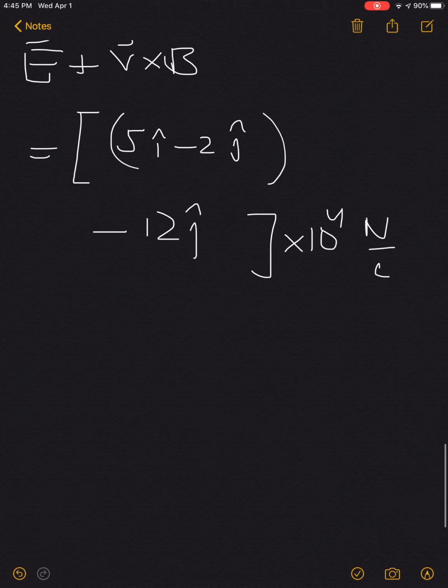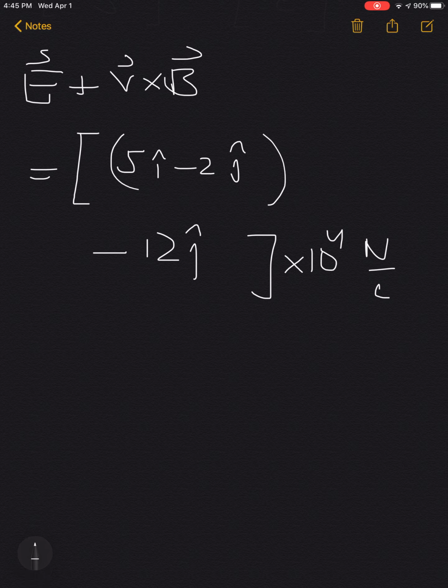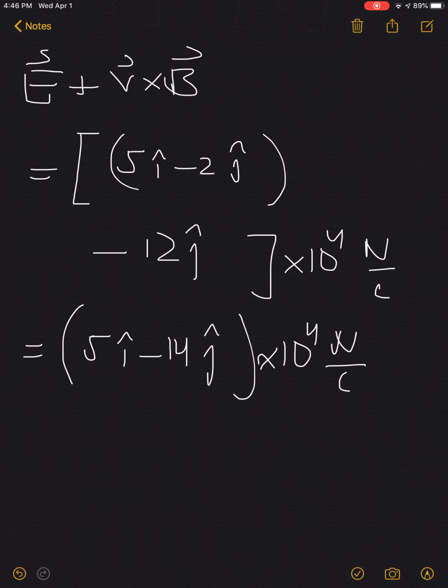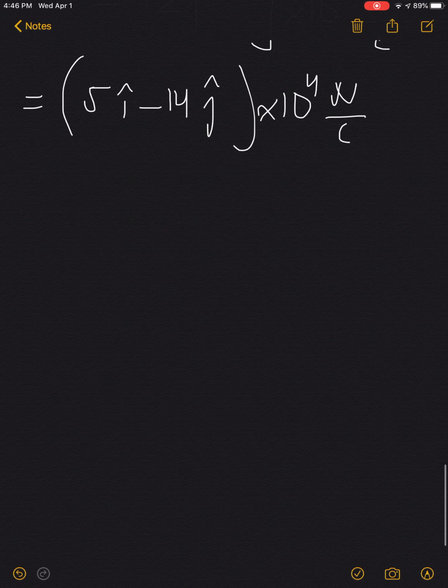So the way that you add these vectors is just whatever is next to the i, you add those together, and whatever is next to the j, you add those together. And so this ends up being, there's nothing else in the i direction except 5. And then minus 2 plus negative 12, this is minus 14j times 10 to the 4th newtons per coulomb. Now we're almost there. This is the E plus V cross B piece.